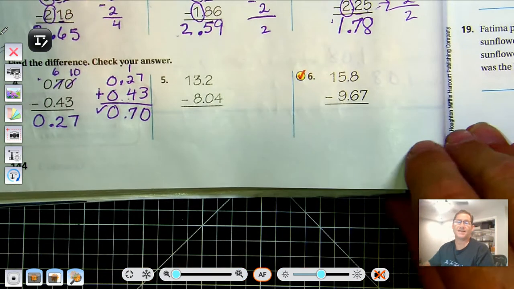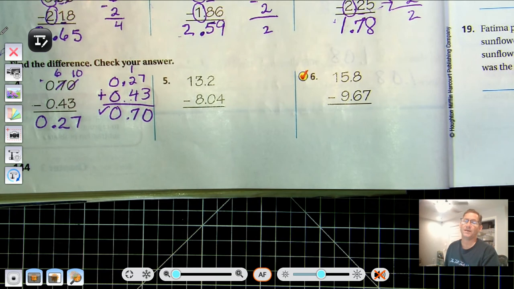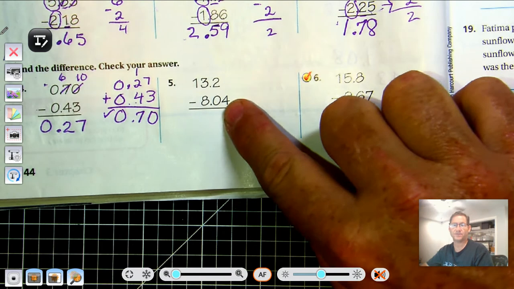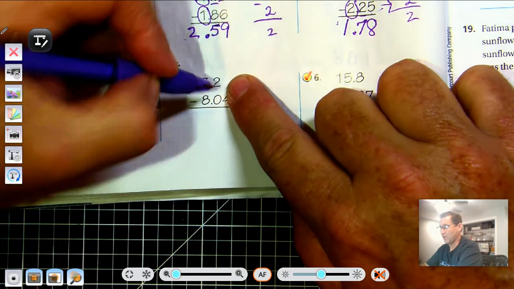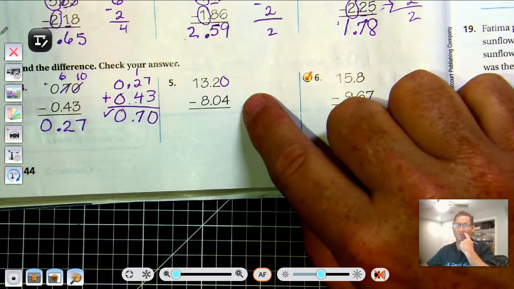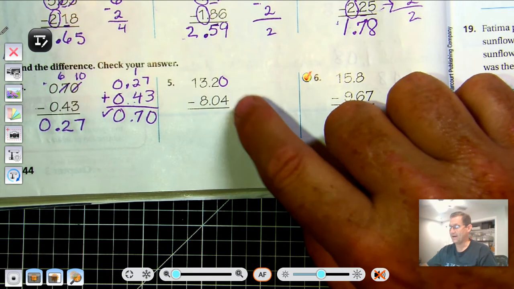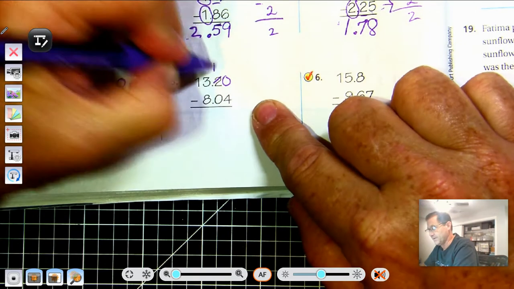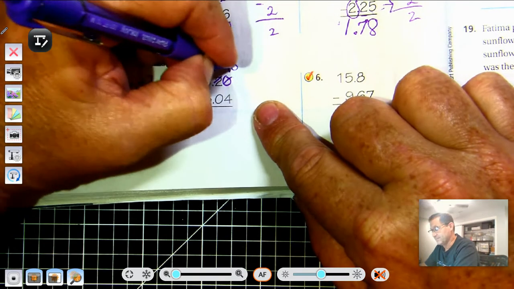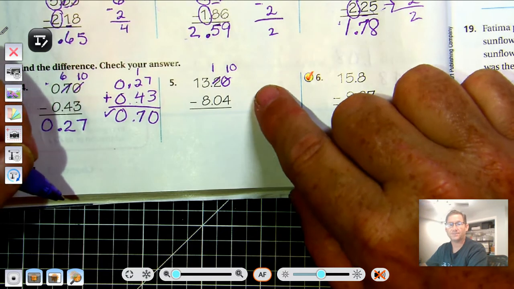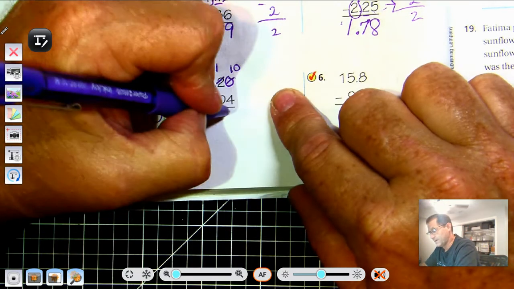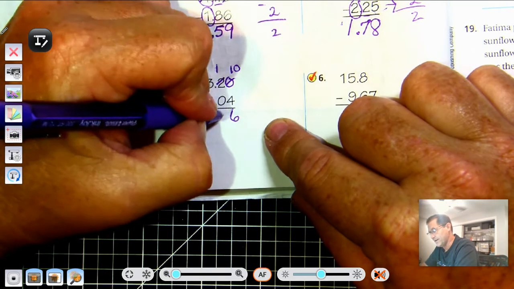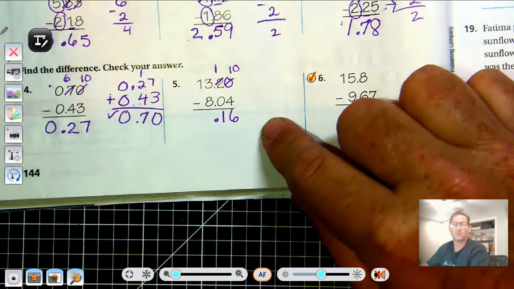Okay, 13 and 2/10 take away 8 and 4/100. Well, look here, I notice that this is in the hundredths place. This is in the tenths. I want to make them both have hundredths by putting a 0 after the 2. Now, can you take 4 from 0/100? Of course not. So let's regroup from the tenths and give one of those tenths to the hundredths. So 10 take away 4/100 is 6/100. 1/10 take away 0/10, we can do that. That's 1/10. We're finished with the decimal portion of the problem.